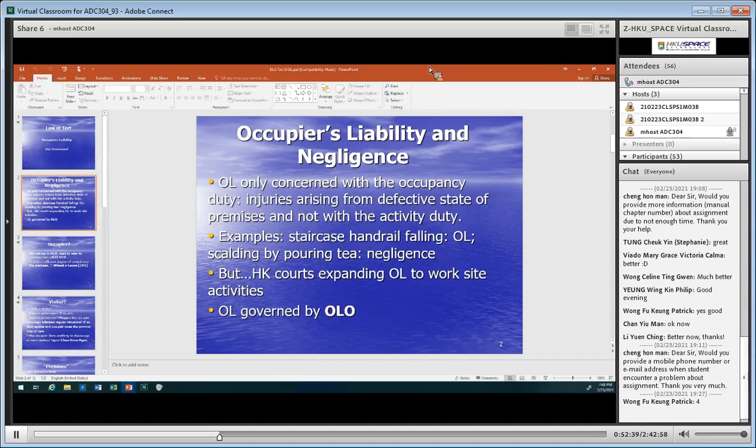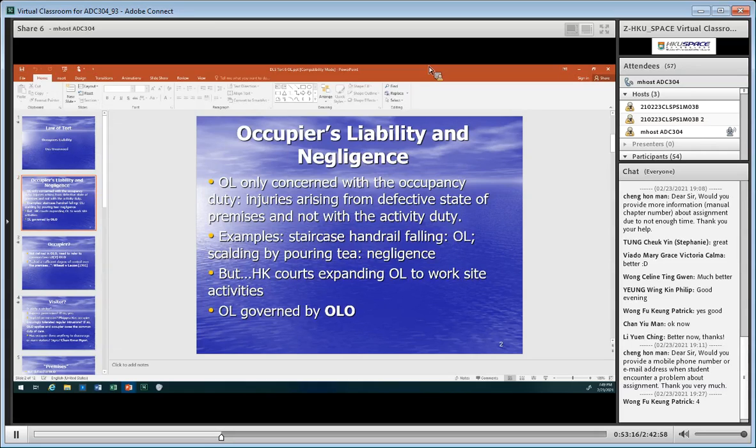So interesting that the Hong Kong courts are expanding the law on occupiers liability to work site activity. So they do overlap, these two. You know, it used to be occupiers liability only deals with static things on property. If there's any sort of activity going on, where you fall over or something, then that's more negligence. But they do overlap, and as I say, in a particular set of circumstances, you may well plead both common law negligence and occupiers liability.